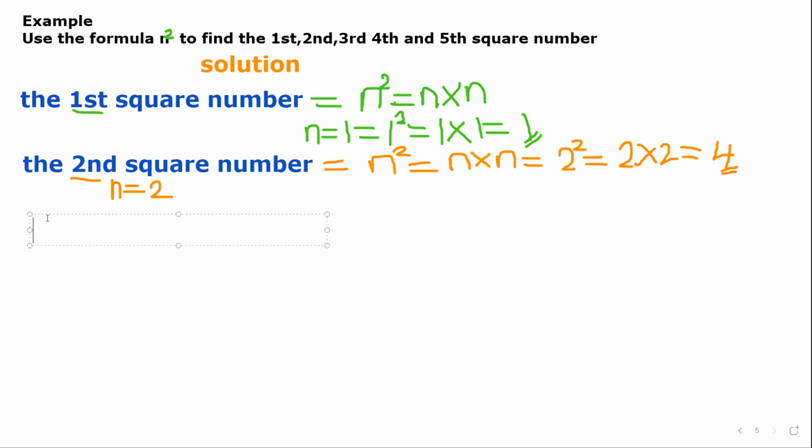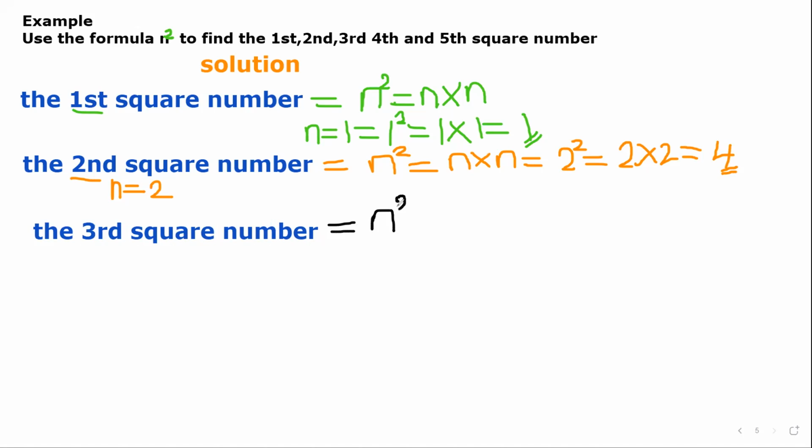Let's find the third square number here. The third square number too is obtained by the formula, which is n squared. Okay. So here, because you want to find the third square number, n is equal to 3. Then you must put 3 in place of the n. N squared is the same as n multiplied by itself. When a number multiplies itself, that is the square.